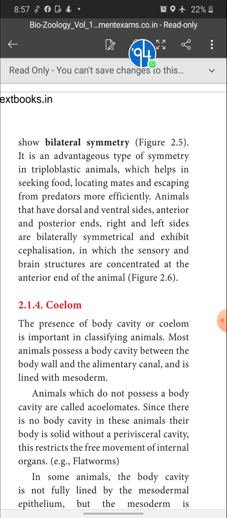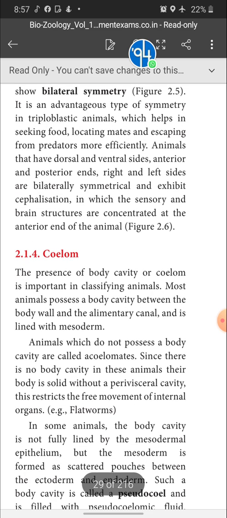Animals that have dorsal and ventral sides, anterior and posterior, and right and left sides are bilaterally symmetrical and exhibit cephalization, that is formation of head, in which the sensory and brain structures are concentrated at the anterior end of the animal. Okay children. Next is coelom.